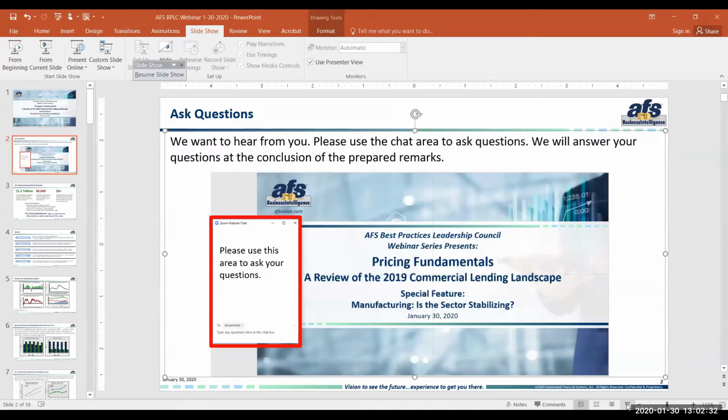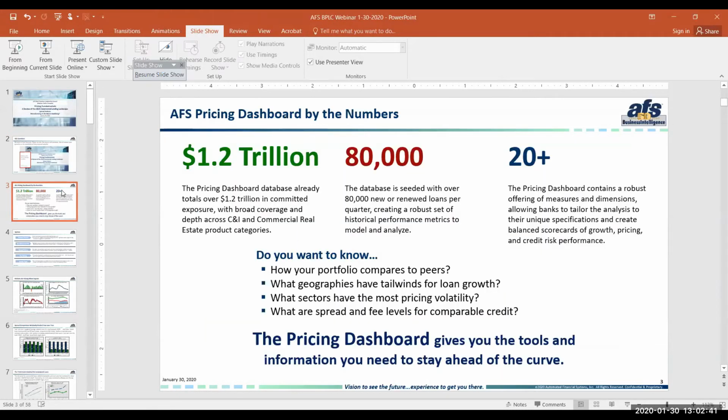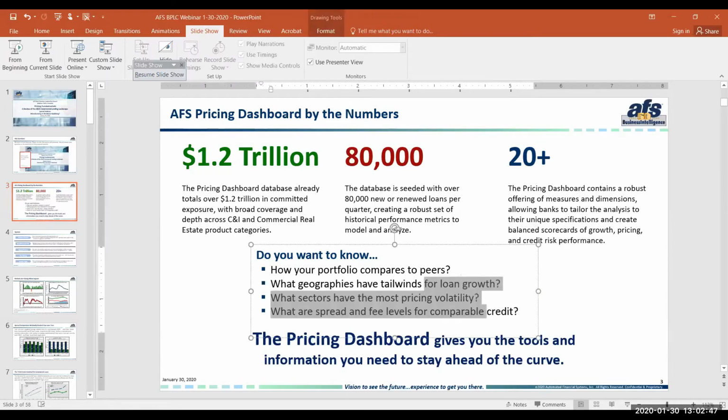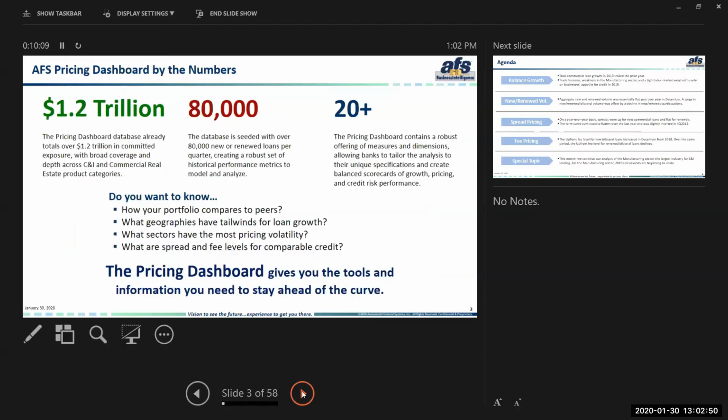It is worth noting that the source of the data presented today is from the AFS Pricing Service. This database is the industry source of pricing trends for commercial lending and contains over $1 trillion in commitments, with approximately 80,000 new and renewed loans being added to our database each quarter. In addition, the AFS Pricing Service is also used to prepare our monthly Pricing Trends newsletter. If anyone is interested in learning more about our pricing service, or in receiving our monthly newsletter, you can reach out to us. Again, our contact information is provided at the end of this presentation.